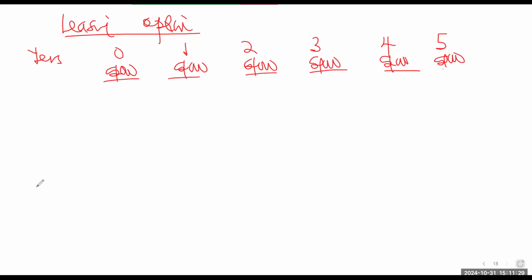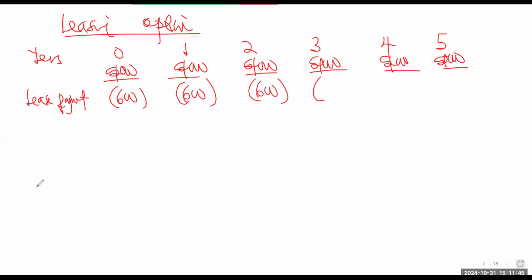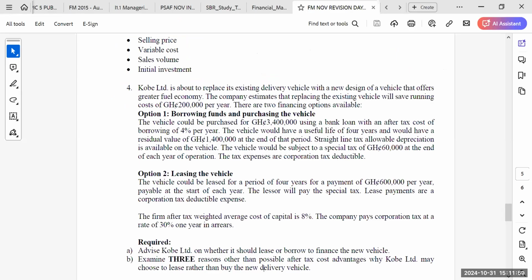So year 0 will be 600. The lease payments, we are paying in advance. So the first payment will be made now. The second one will be here. The third one will be here. And the fourth one will be here. Okay, so we have dash dash. What they are saying is that with this particular one, the special tax will be paid by the lessor. The special tax will be paid by what?